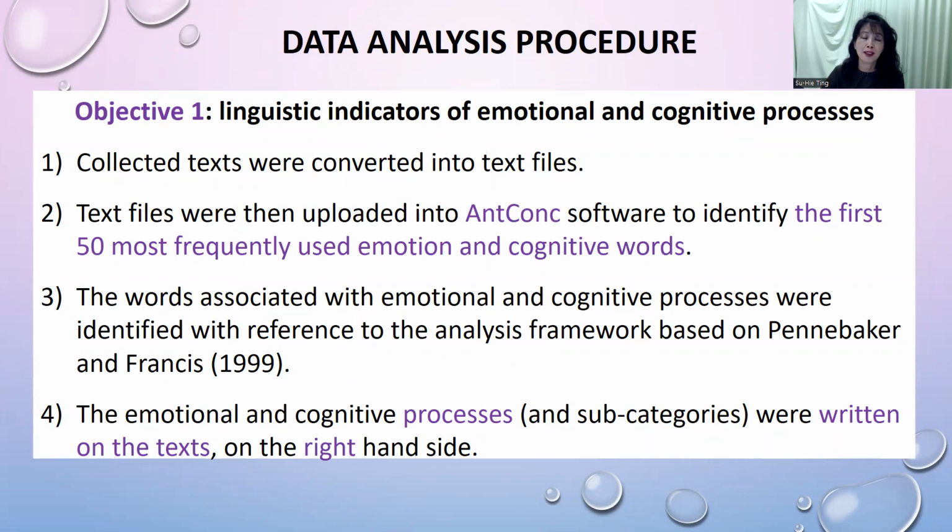For objective 1, the text files were first uploaded into the Encon software. This is to identify the top 50 frequently used words. The software can identify emotion and cognitive words. So these were then subsequently analyzed.